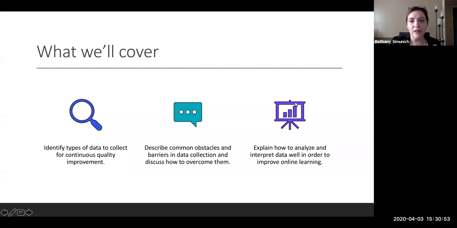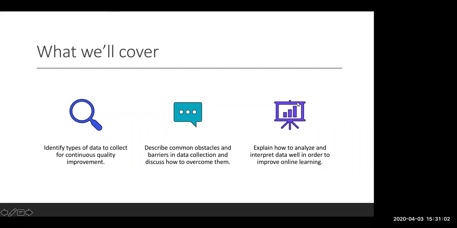All right, so what are we going to cover today? And first, let me go ahead and stop my video just to conserve some technology resources here. All right, so today we're going to talk about different types of data to collect for continuous quality improvement. We're also going to talk through some of the most common obstacles and barriers in data collection, and then also discuss how to overcome them. And then finally, we're going to tackle how to analyze and interpret that data well. And that's the key there in order to improve online learning.